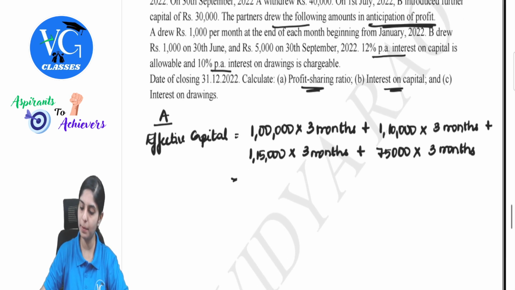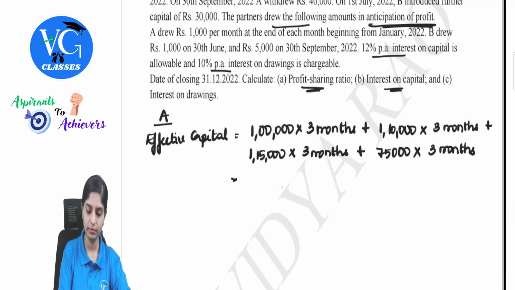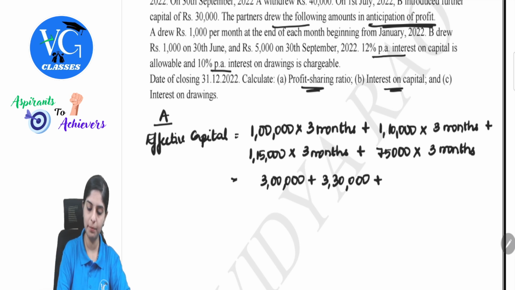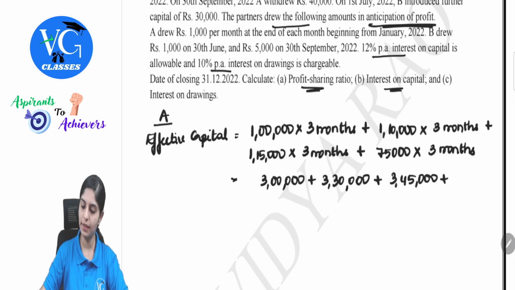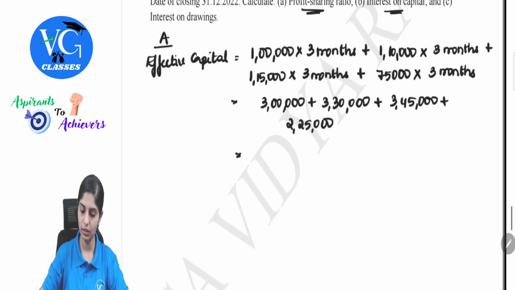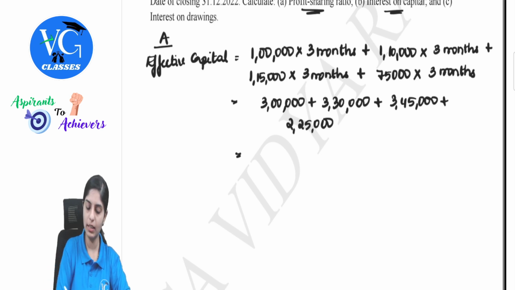So what is the effective capital? 1 lakh into 3, 1,10,000 into 3, 3,30,000 plus 1,15,000 into 3, 3,45,000 plus 75,000 into 3. This will be 2,25,000. 3,30,000 plus 3 lakh... This will be 12 lakh.